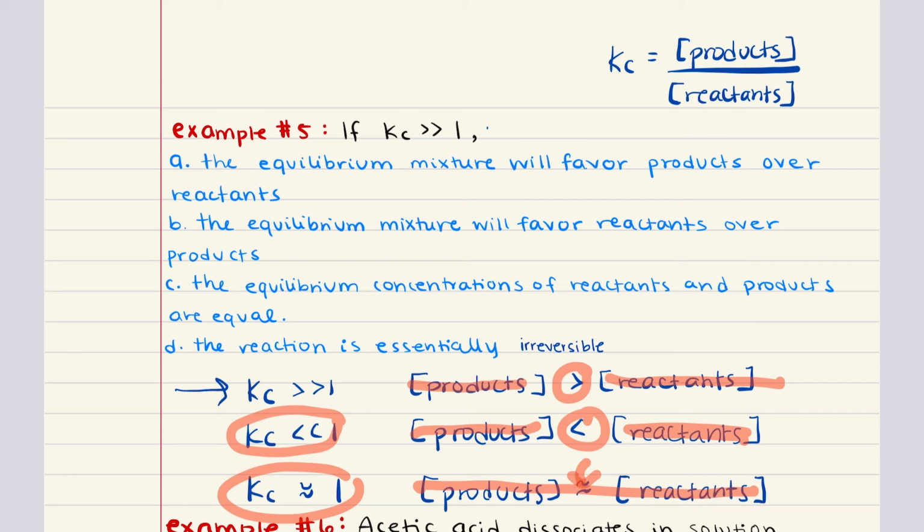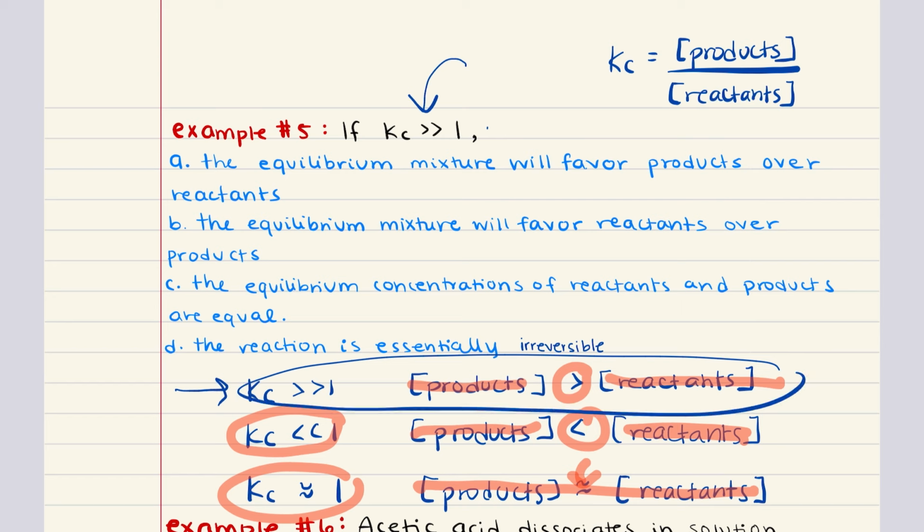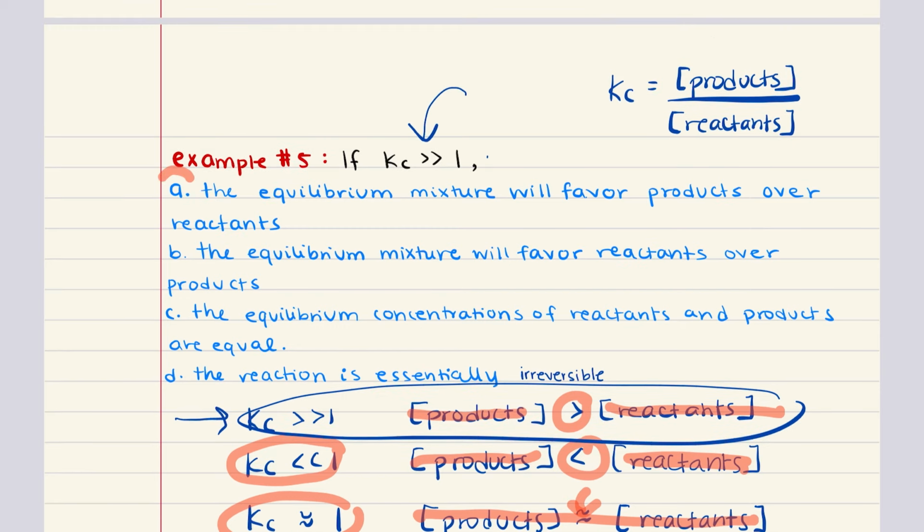Now, this problem is specifically asking us what is true when the equilibrium constant is greater than 1, and we just discussed that the concentration of products is much higher than that of the reactants, and the reaction heavily favors the formation of products. This aligns with answer choice A. So the correct answer for problem 5 is A.